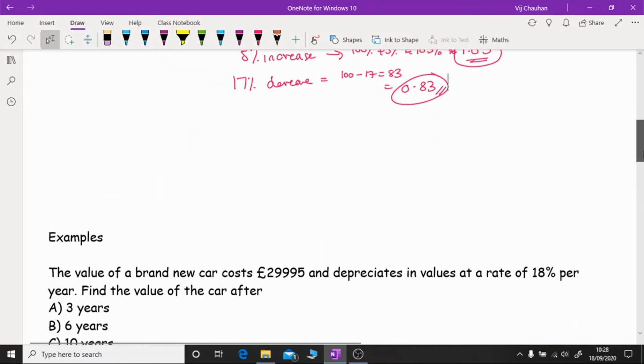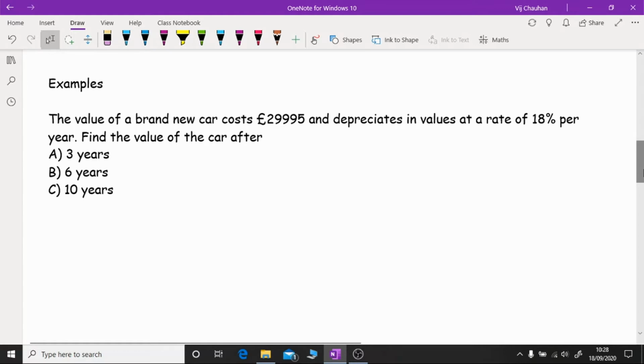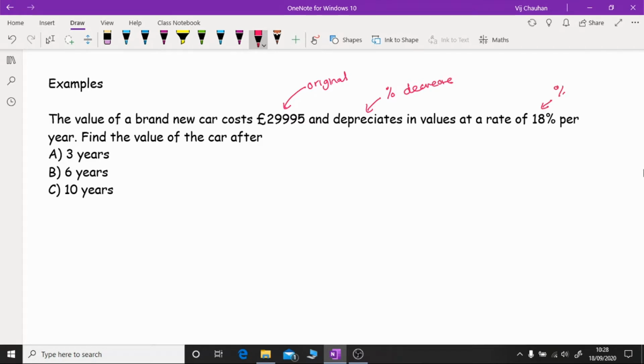So in our first example, we've got the value of a brand new car which is priced at 29995 and depreciates. You need to practice some of these keywords that are used in these maths questions. So this is our original amount. This means that it's a percentage decrease. This is our percentage amount, and these values here are our time period. So for this, what we need to do is work out this.